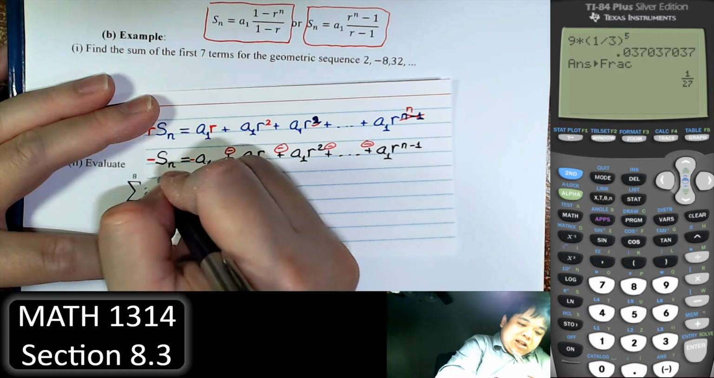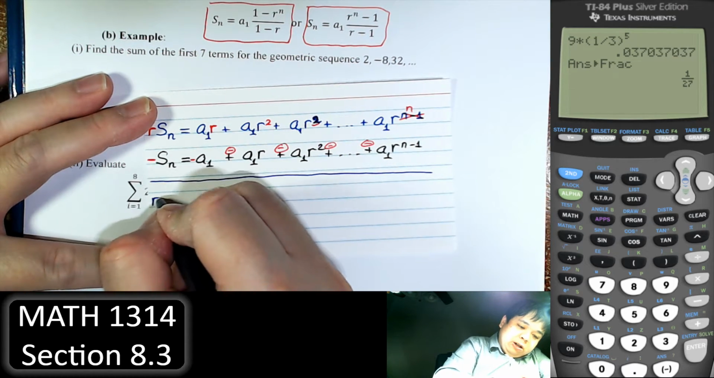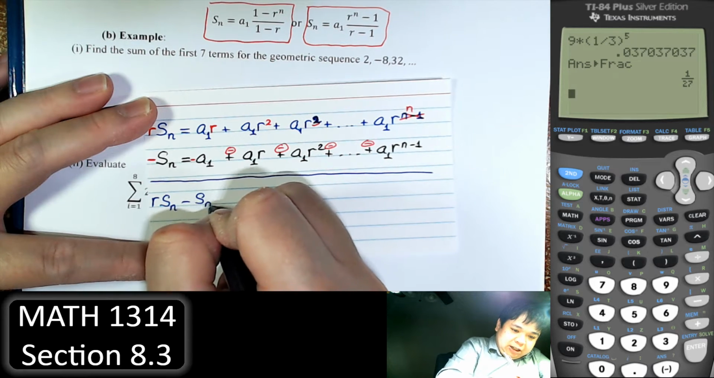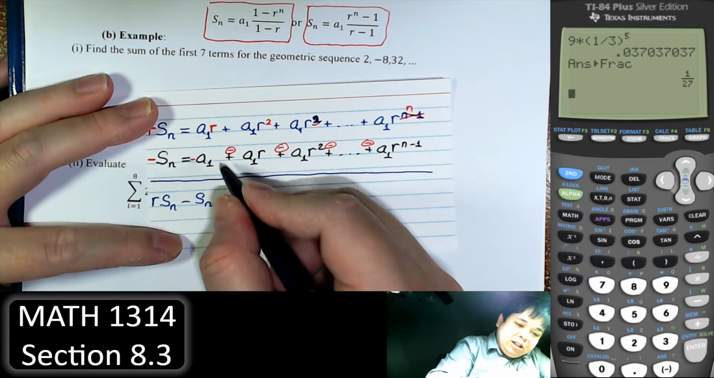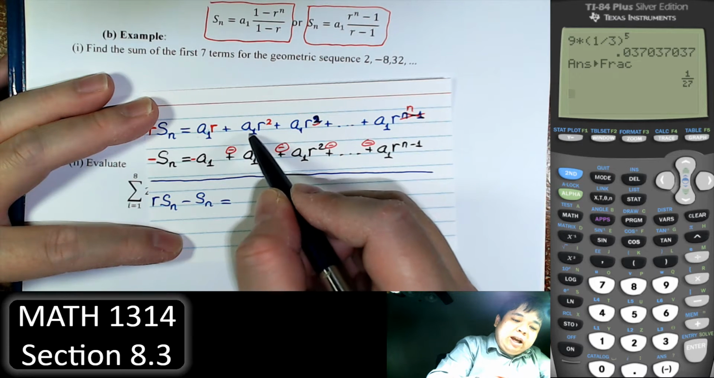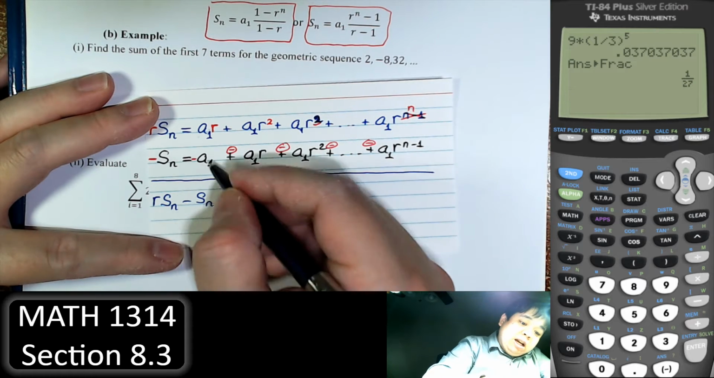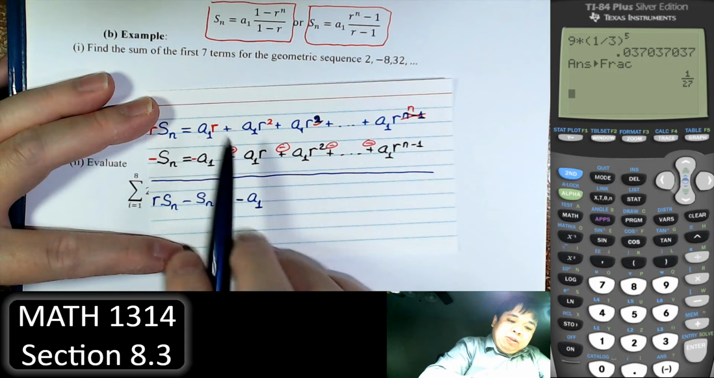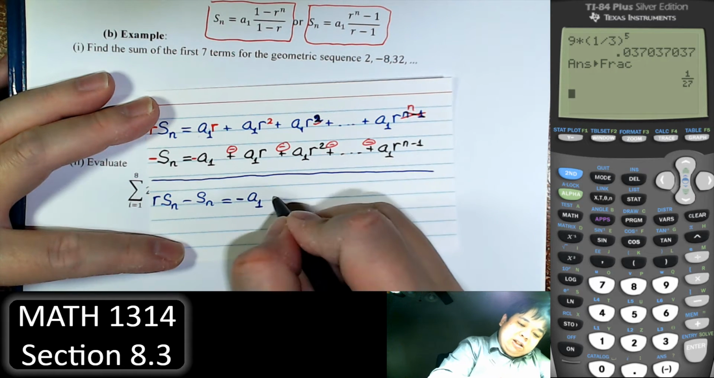And then if we add side by side, we have r times s of n minus s of n equal to, notice that now we have a1r minus a1r, a1r squared minus a1r2. So pretty much everything cancels out, except we have the negative a1 here. And everything cancels out, except this a1 r to the n. There's nothing to cancel with that.